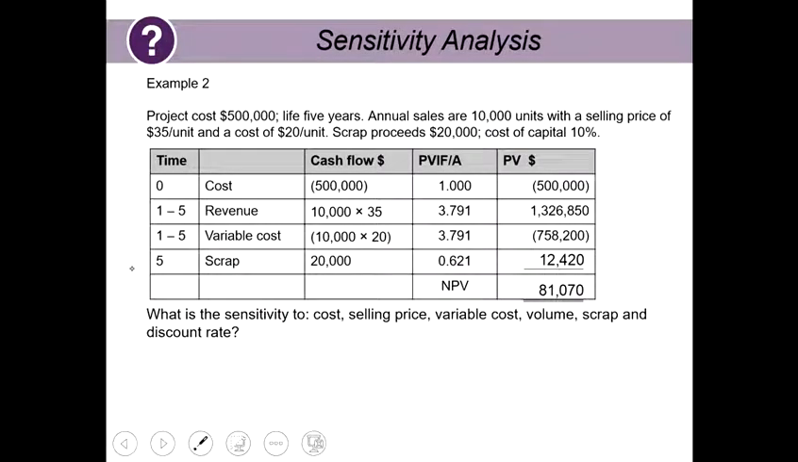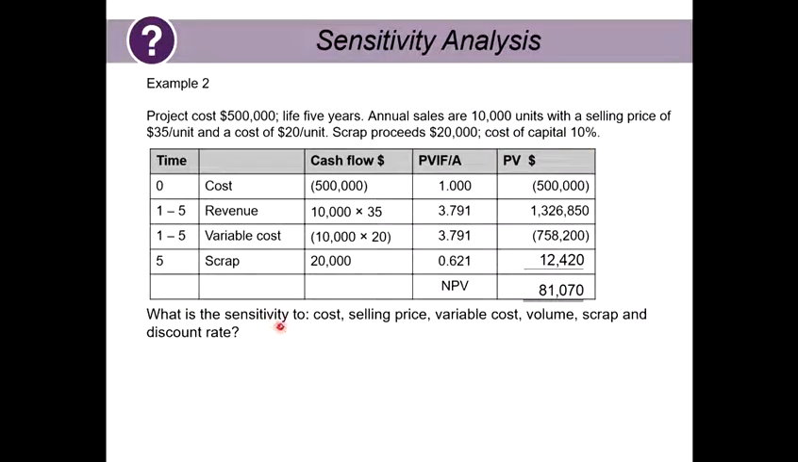So dia ada 5 tahun lah. Life 5 years. Annual sales are 10,000 units with a selling price of $35 per unit. So sales akan jadi 10,000 darabkan 35 lah. And cost $20 per unit. So untuk cost pun lagi lah 10,000 kena darabkan 20. Scrap value dia ada 20,000. Cost of capital is 10%.